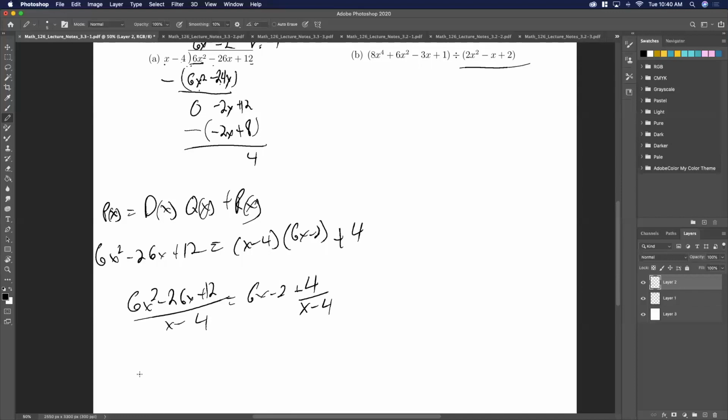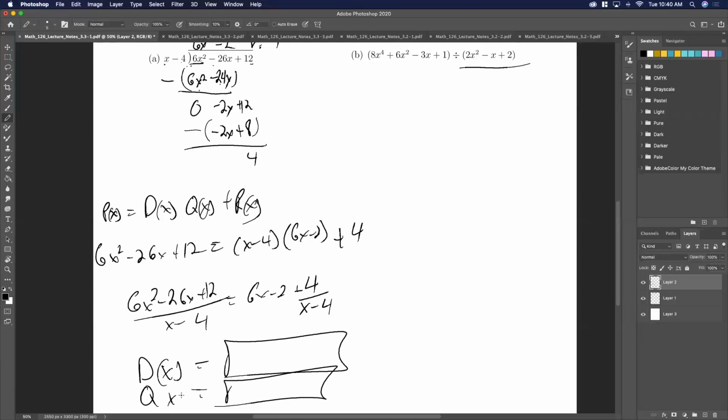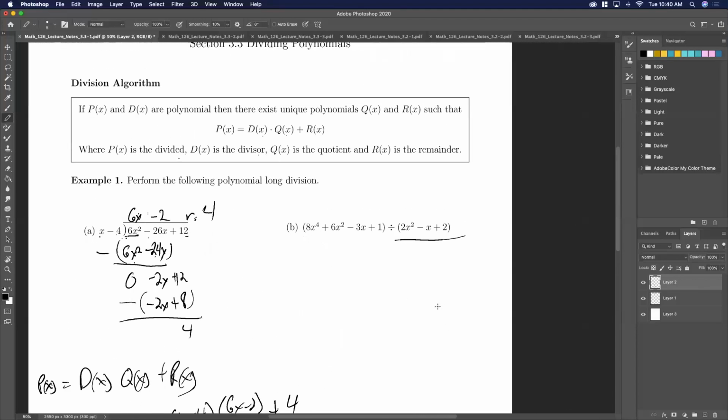When you actually do the exam, they'll probably say d(x) and then you'll have a box, q(x) and then it'll have a box. So you're just going to put things into the boxes. Okay. All right, so let's do the more complicated one.